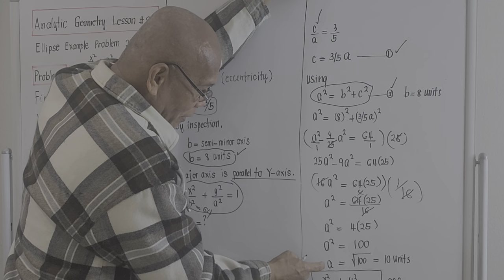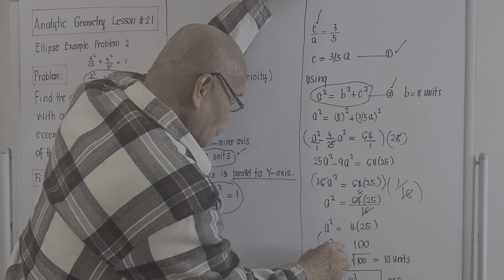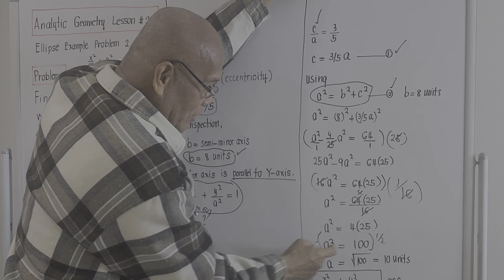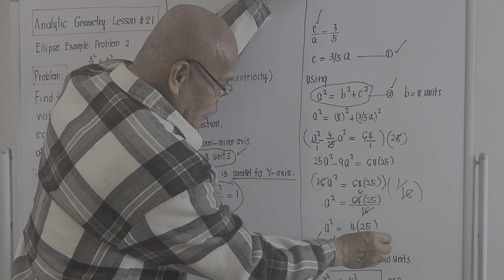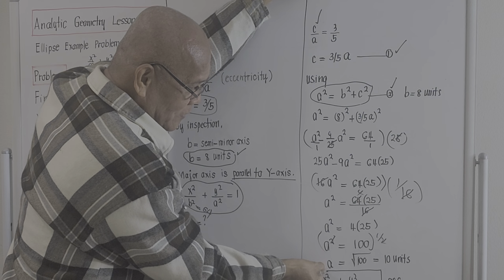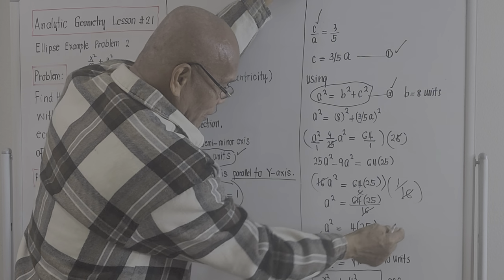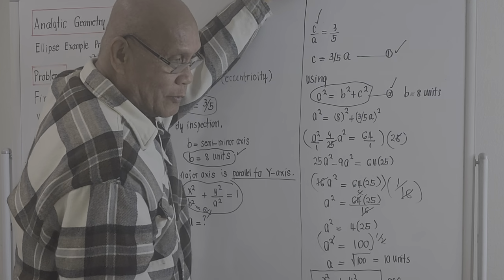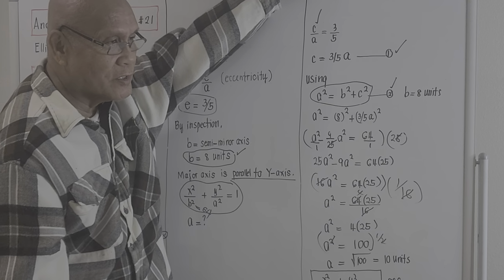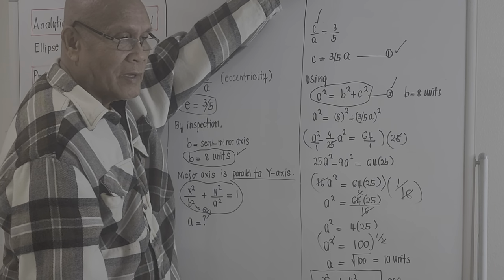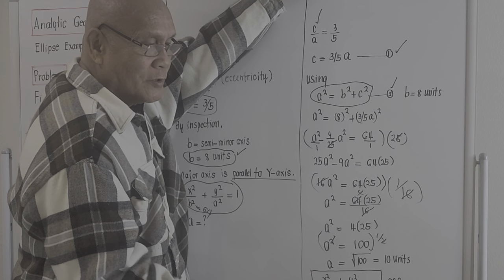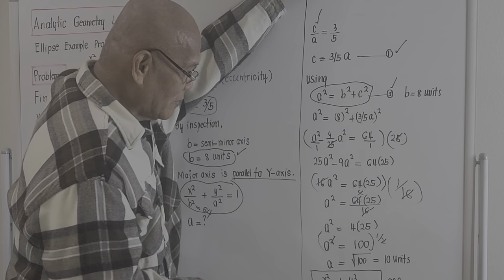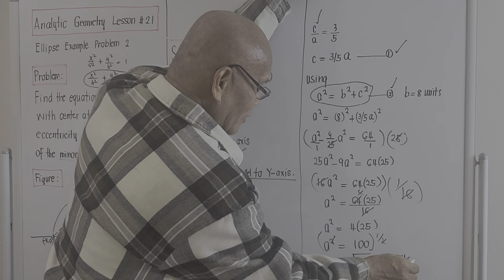And to compute for A, we must raise both sides to the 1/2. Okay? A square raised to the 1/2, these two here cancel with this. What remains is A. And 100 to the 1/2 is the square root of 100. The square root of 100 should be a plus or minus, okay? But we are computing for a positive real number, so we will disregard the negative 10, and we will use the value of A to be 10 units.